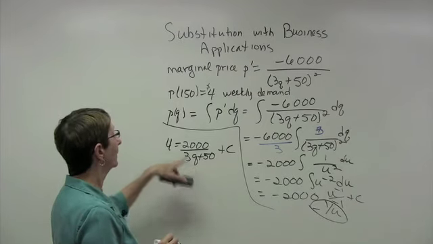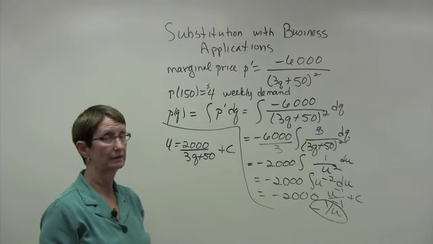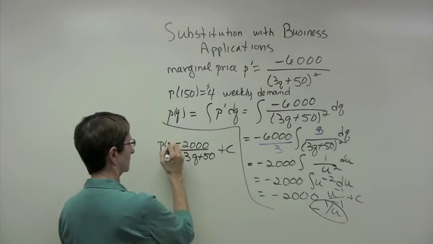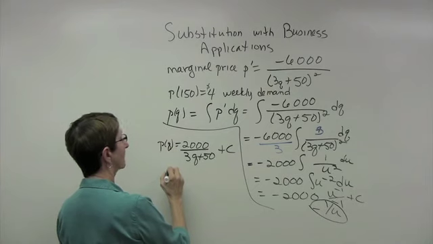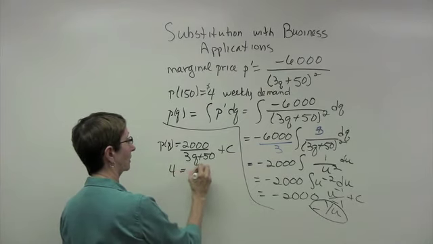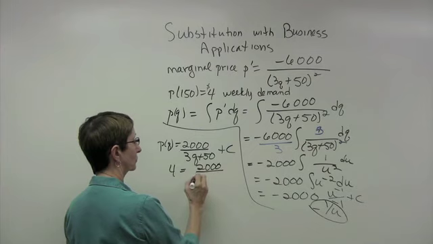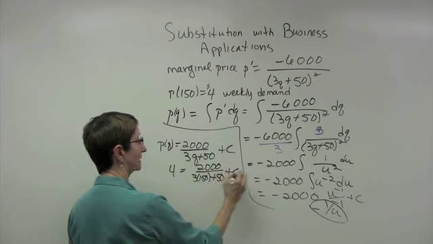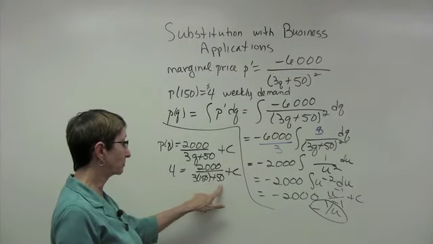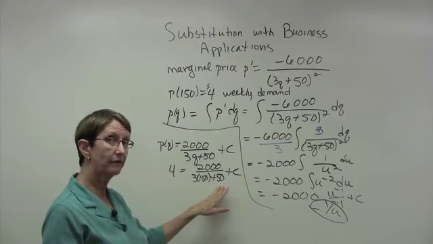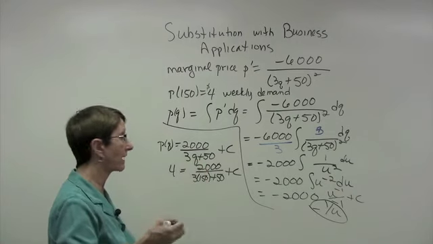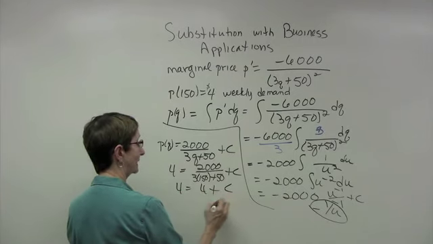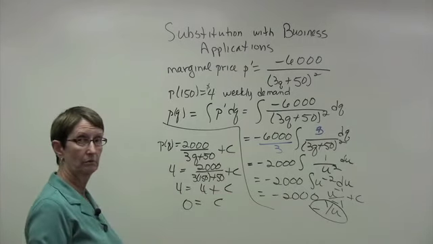Our q now has to be 150 when I have 4. Let me call that p of q. And then when q is 150, this is 4. 2,000 over 3 times 150 plus 50, plus c. 450 plus 50 is 500. 2,000 divided by 500 is 4. So I have 4 equal to 4 plus c, which gives me c equal to 0.